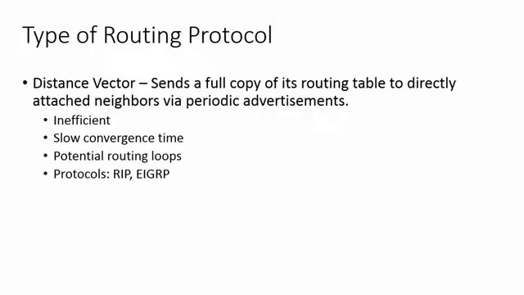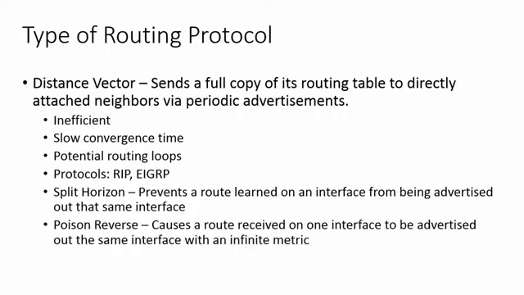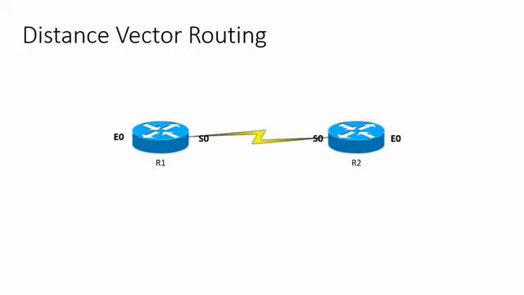There are two mechanisms that you can use to deal with routing loops that Cisco wants you to know. The first is split horizon. This prevents a route learned on an interface from being advertised back out that same interface. I'll show you a diagram in a minute so this makes more sense. And then there's poison reverse, which causes a route received on one interface to then be advertised out the same interface with an infinite metric so that nobody actually wants to use it. But let's go ahead and take a look at the diagram so we can better understand the issue with routing loops and distance vector routing protocols, and then what we can do about it with split horizon or poison reverse.